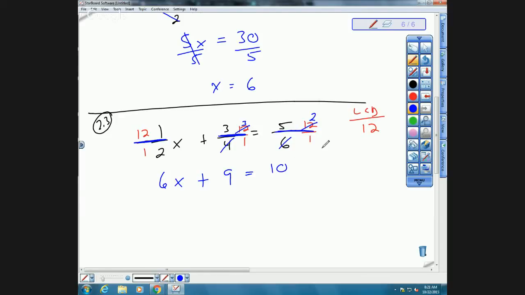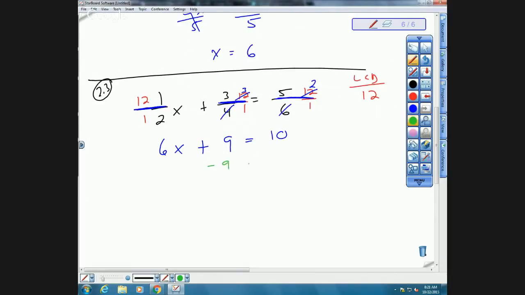Now I have a problem to work with no fractions whatsoever, and y'all can do that in 2 seconds, okay? So the first thing when you see fractions is multiply by the LCD, and it'll make all the fractions go away. Nobody likes them, so just get rid of them. So 6x equals 1, and divide both sides by 6, so x is 1 over 6.